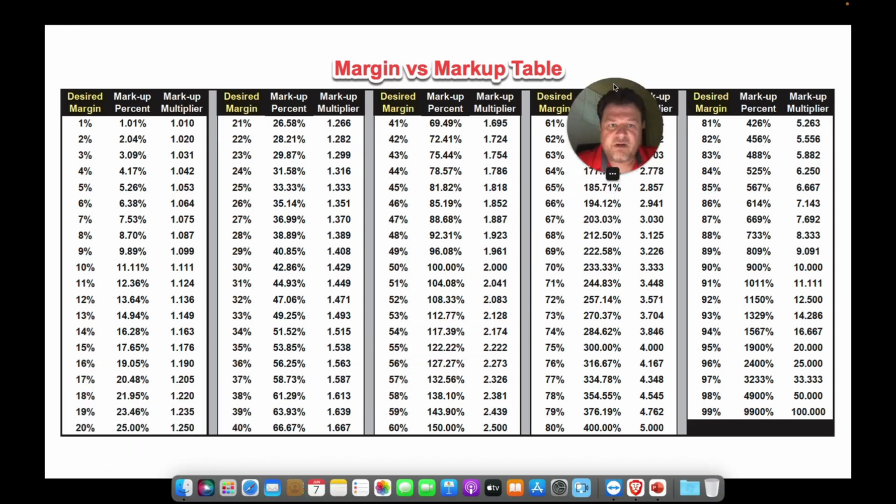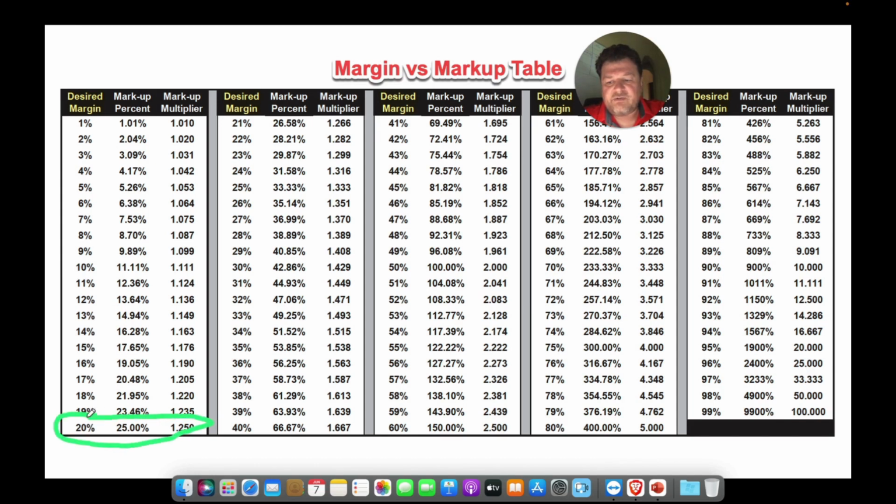Here's a margin versus markup table. Now, let's look at that table. Let's look at our example where we had a 20% margin and 25% markup. So here's your margin, here's your markup. There's a 5% spread between the two. So if I want to get a 20% margin, I got to multiply my cost by 1.25. If I want to get a 30% margin, I got to multiply my cost by almost 1.43.